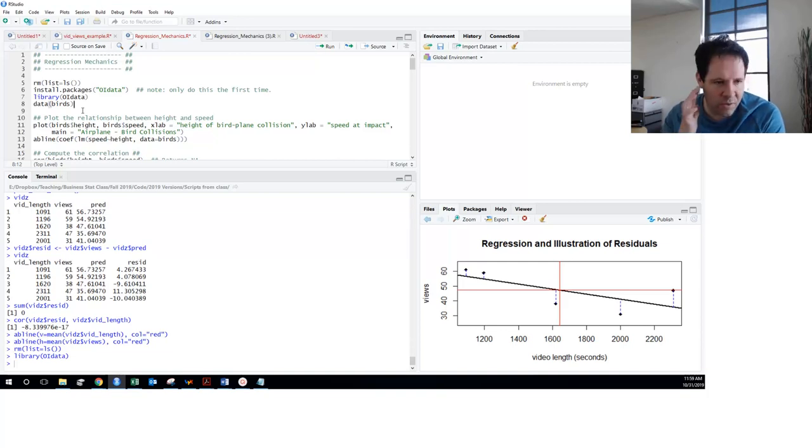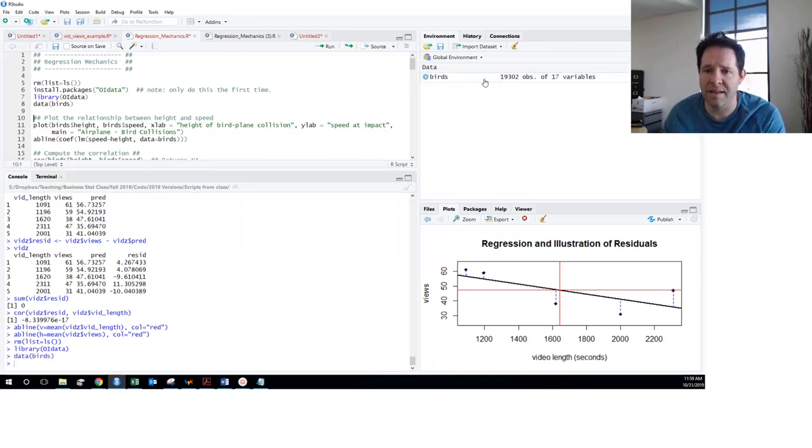The way we can read this in from the library is that we just use the function data on birds, and it reads the data in. So this wasn't read in externally from another file. It was stored within a package, and you can sometimes have some interesting example data sets. I find this data set particularly interesting, mostly because it exists. It's a data set on the height, speed, and characteristics of birds and planes that come into collision with one another.